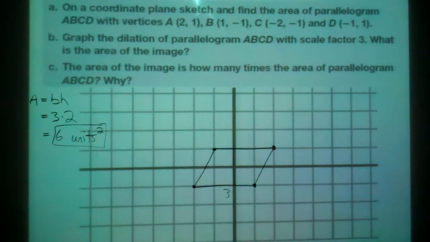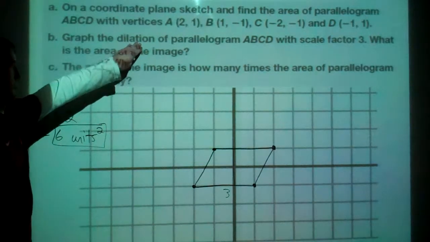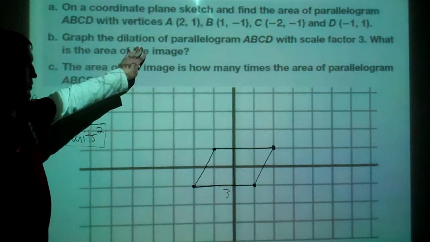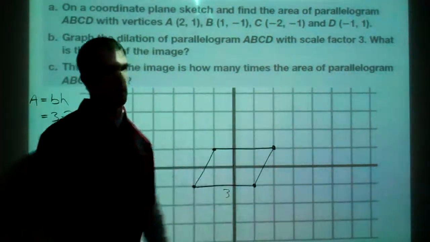That goes up to, that's letter A. Now B is where some things come into play that we've talked about before, but we haven't seen for a little bit. It says graph the dilation of a parallelogram ABCD with a scale factor of 3. Now dilation means we're going to make something bigger, kind of like dilating the pupils that we've talked about before. And we're going to do that with a scale factor of 3.